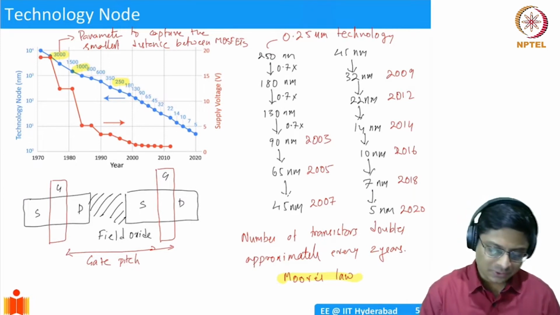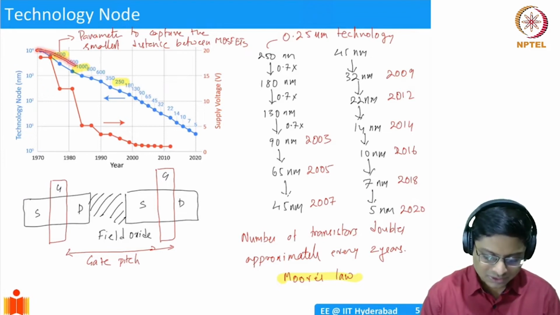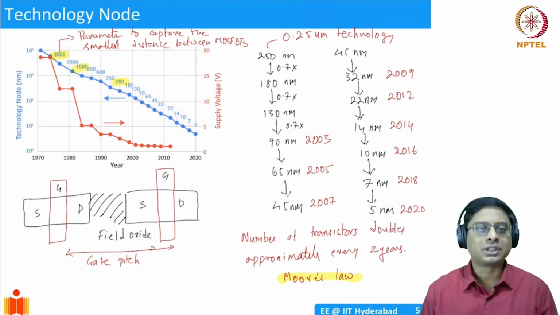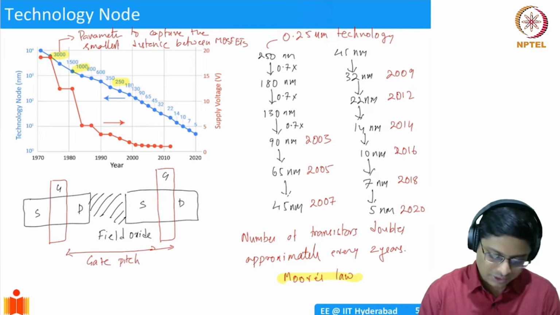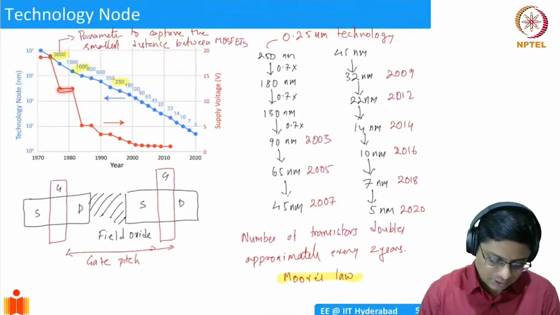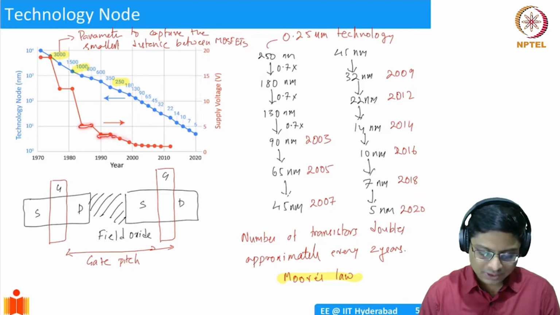This was a graph that we have seen already in the last video. And in that, we have focused on the blue curve, which is capturing the technology node over the last 40, 50 years. But I've also plotted here the supply voltage. So what you see is that, if you look at the 1980s, it was about 12 volts, and then it came down to about 5 volts, and then to 3.3 volts, and then after that, it's been continuously reducing.